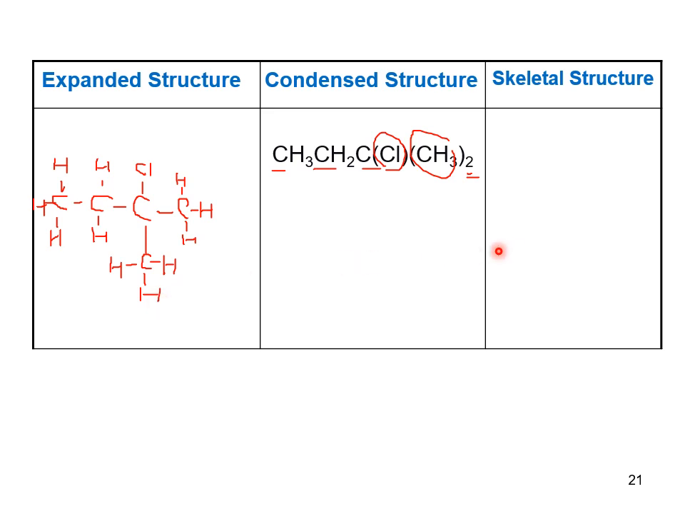Now let's proceed for skeletal. Skeletal, okay, I draw it like this. 1 carbon, 2 carbon, 3 carbon. There is 1 branch, 2 branch, and then you must show the chlorine atom. Now let's check carbon 1, carbon 2, and then carbon 3 with the branch of 1 methyl, another methyl, and chlorine atom. Yes.